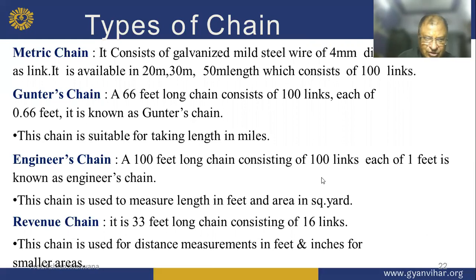So Gunter's chain, 66 feet long. Gunter's chain is 66 feet long and consists of 100 links, each of 0.66 feet. And it is known as the Gunter's chain. This chain is suitable for taking length in miles.